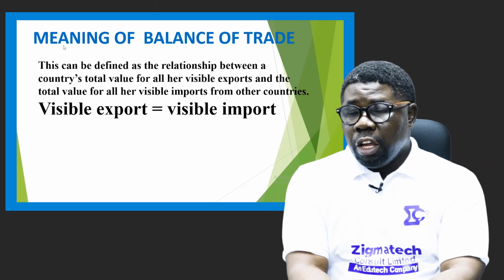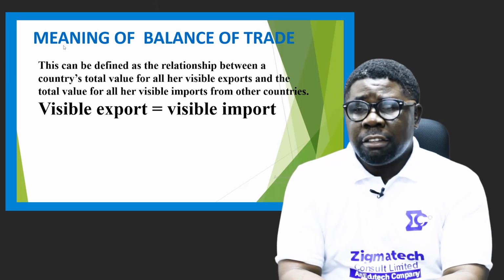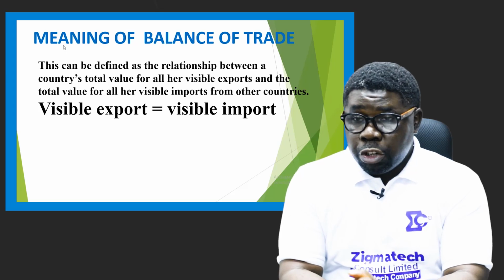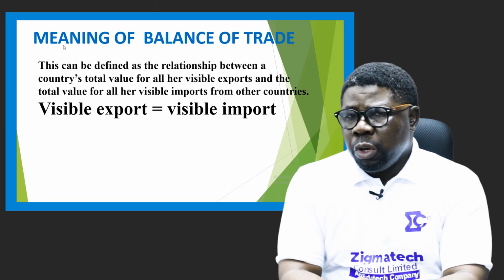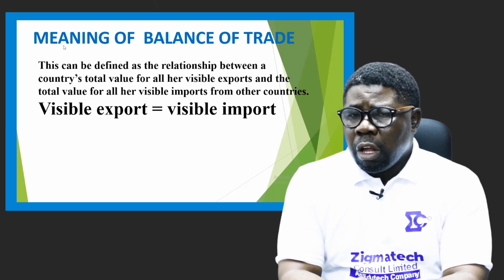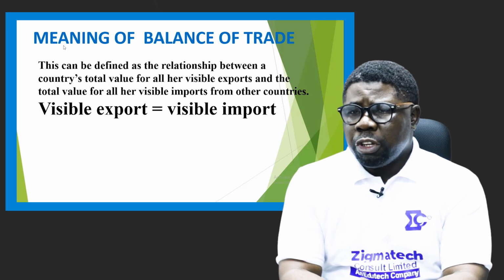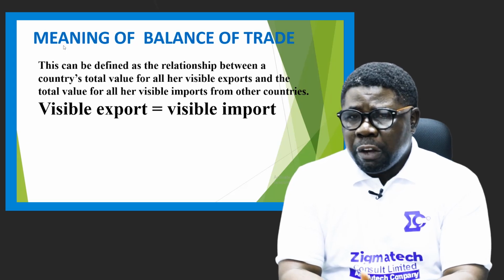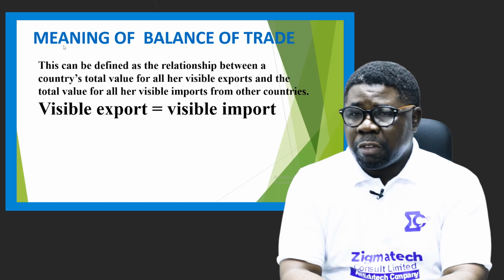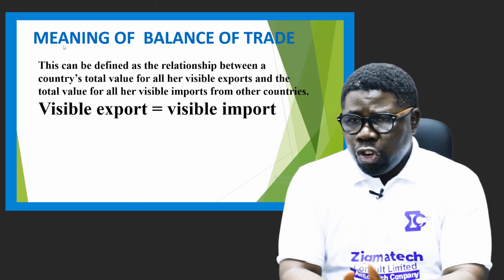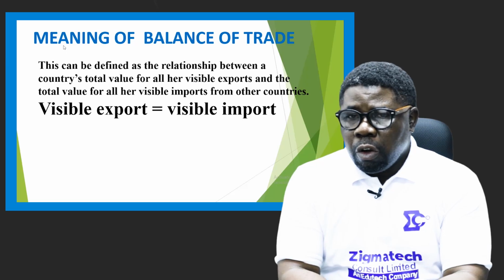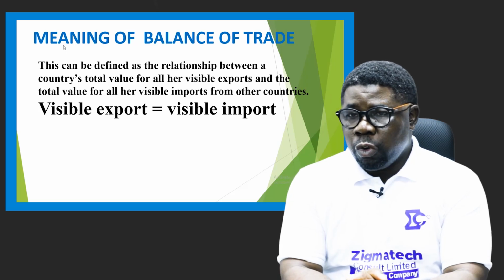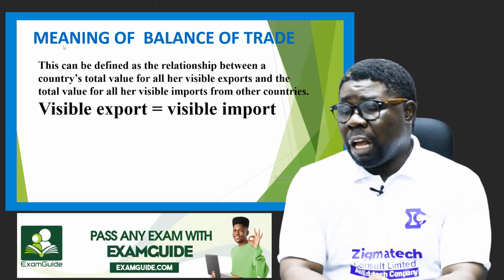In this case, we talk about the visible items. Balance of trade involves visible items, goods that are traded. This is not service. So it depends on visible items. It's a relationship between a country's total value for all her visible exports and the total value for all her visible imports from other countries. This is what we call balance of trade. When you compare the total volume of goods exported and that of imports, you are looking at the balance of trade. So it has to be visible items.